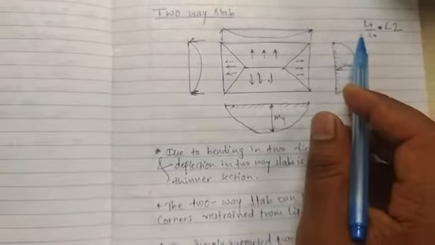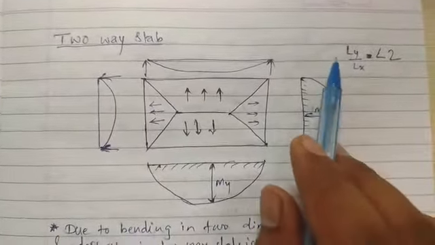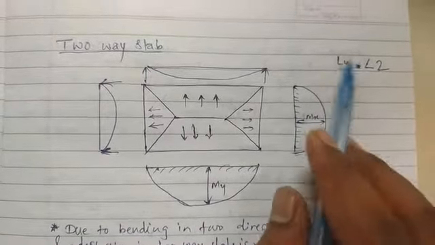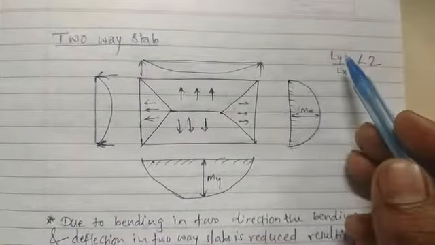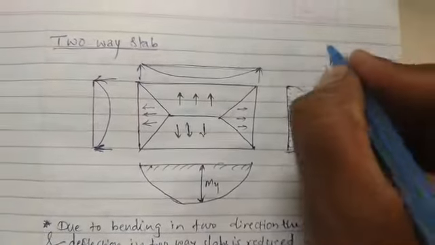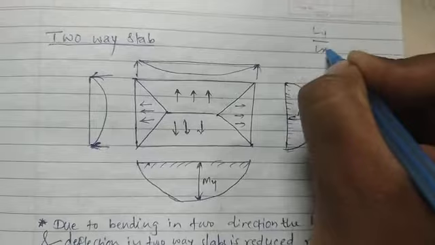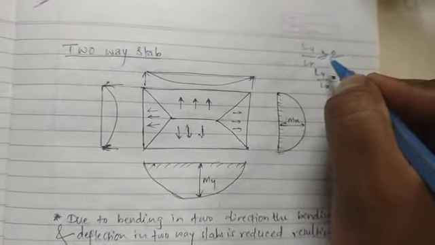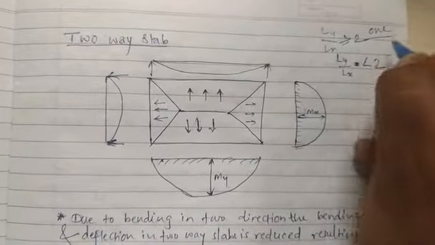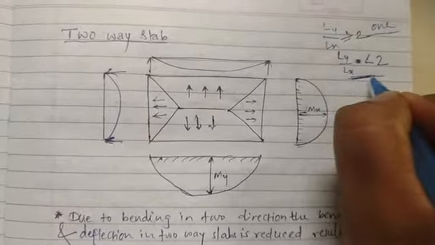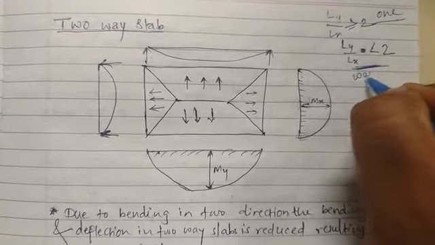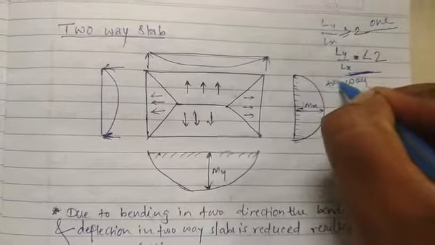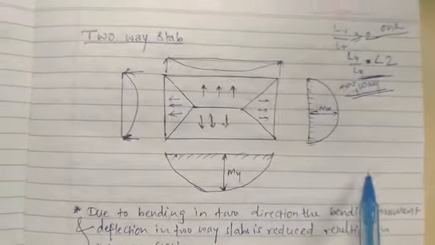First of all, we have divided one-way slab and two-way slab by the ratio of longer span to shorter span. When the ratio of longer span to shorter span, that is Ly by Lx, is greater than or equal to 2, it is called a one-way slab. When it is less than 2, that slab will be a two-way slab. So this is the basic concept behind this classification.